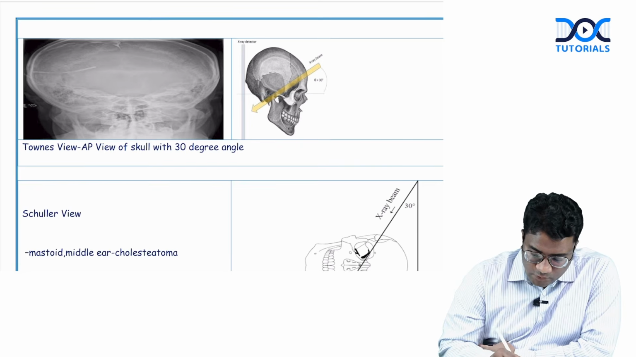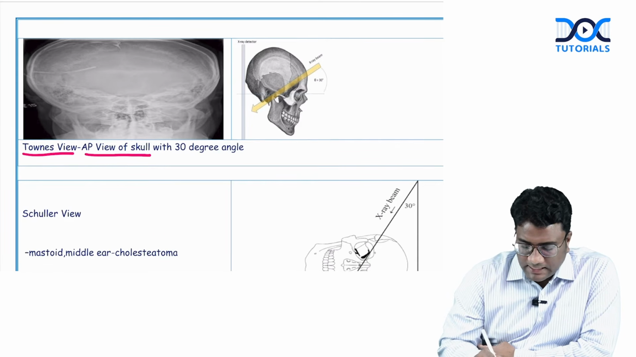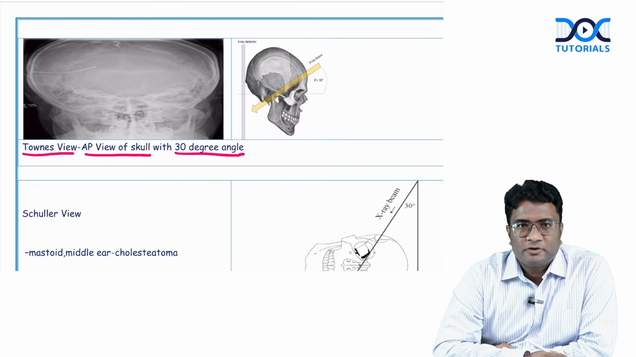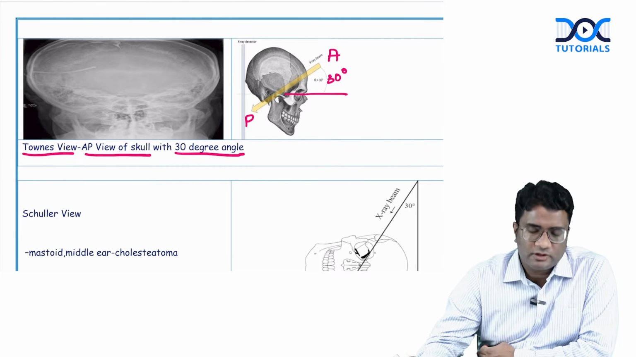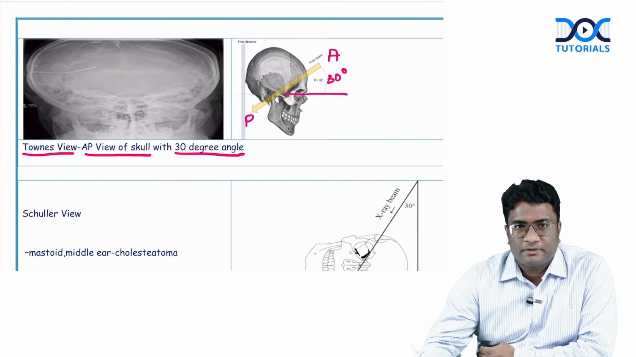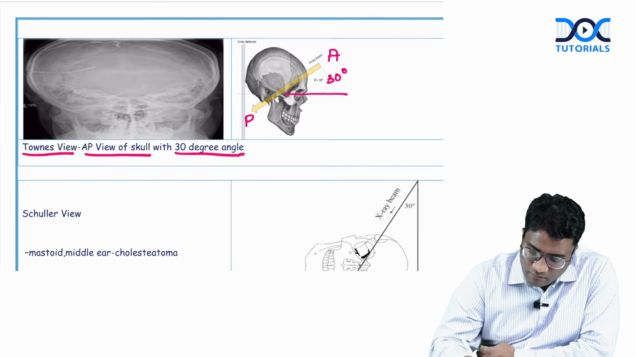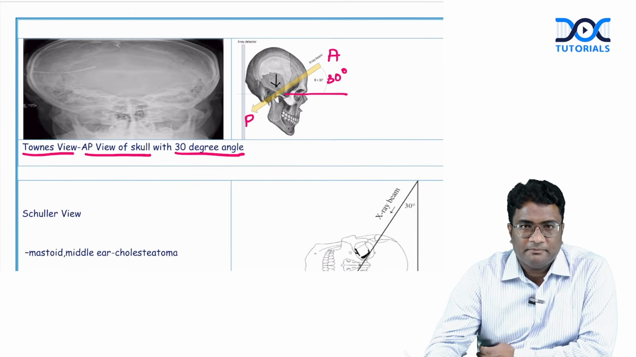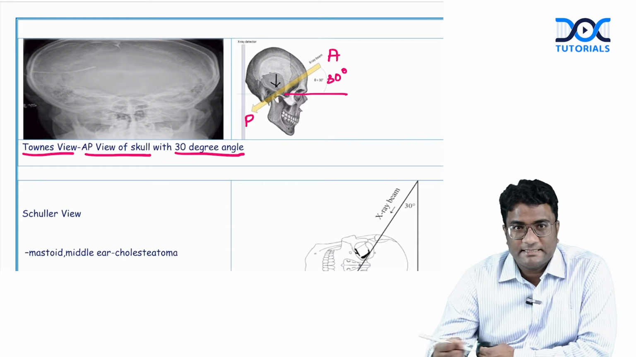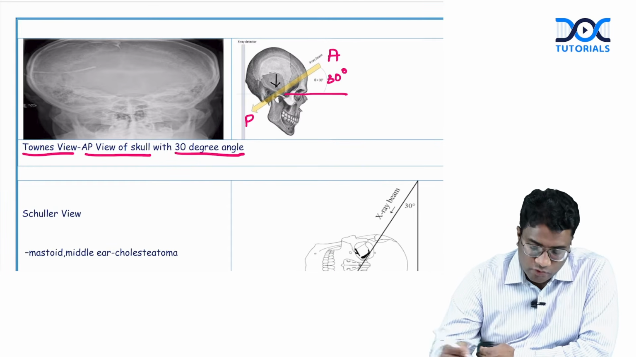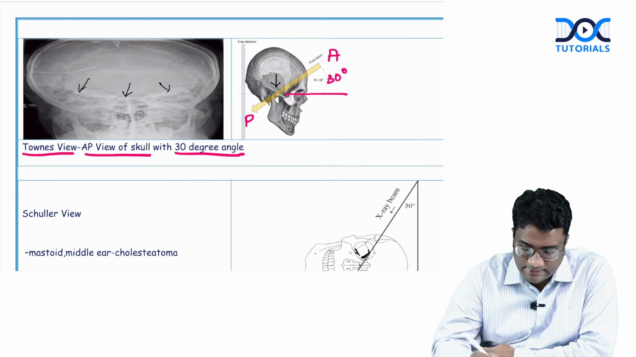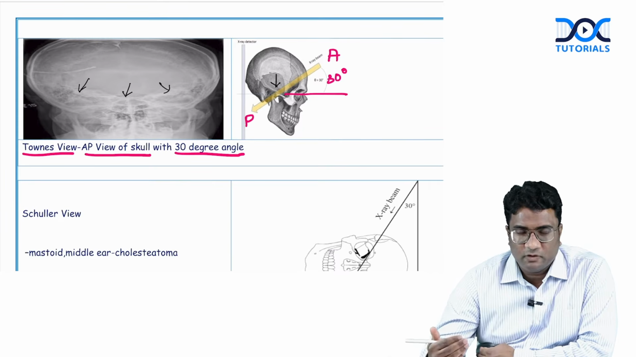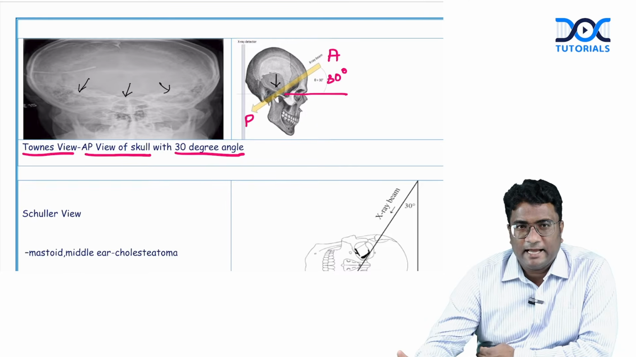Please remember, Townes view is an AP view of the skull with a 30-degree angle. So, from the anterior to posterior part of the skull with a 30-degree angle from the baseline, that is what is called a Townes view. And this Townes view focuses on the foramen magnum, the mastoid air cells and the petrous ridge. So, you can see the foramen magnum, the petrous bone and the mastoid air cells. This is Townes view, AP view of the skull with a 30-degree angle.